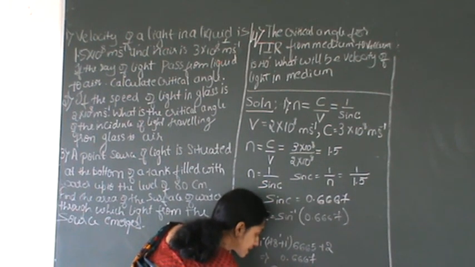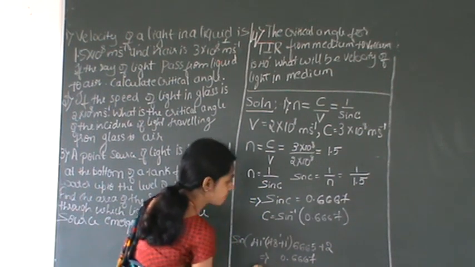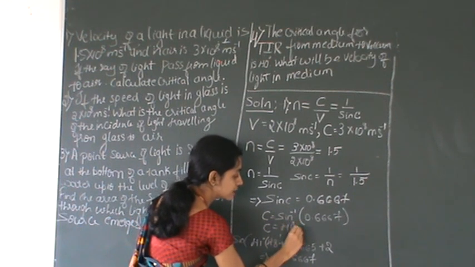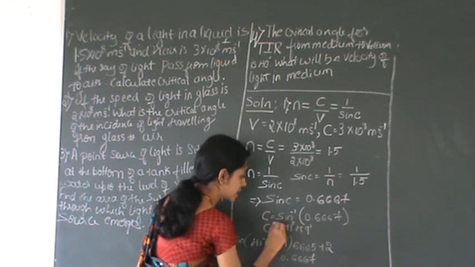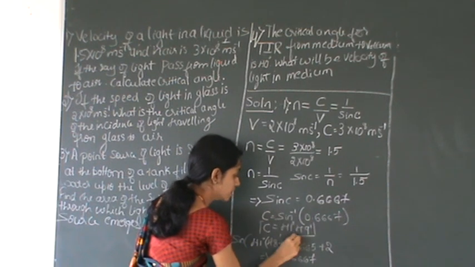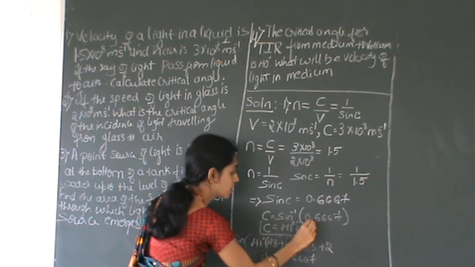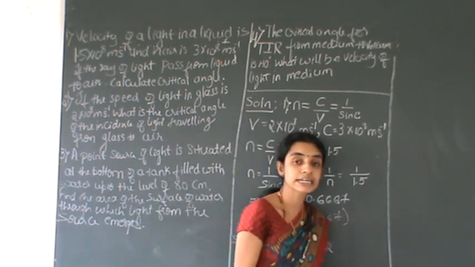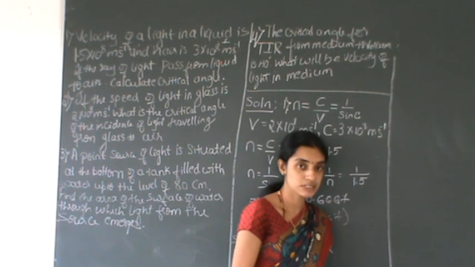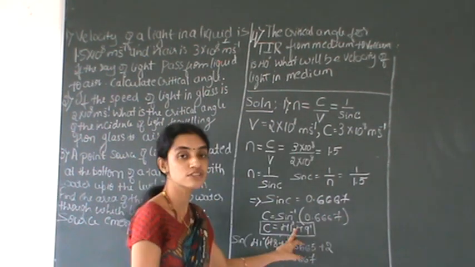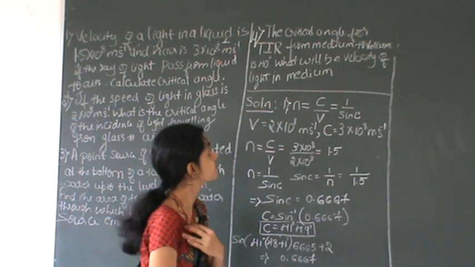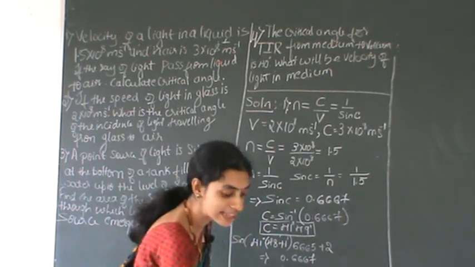So finally the critical angle value is how much? 41 degrees, 49 minutes. The value is 41 degrees, 49 minutes. So for this, use the log table in order to see the value. Okay. Let's see the next problem.